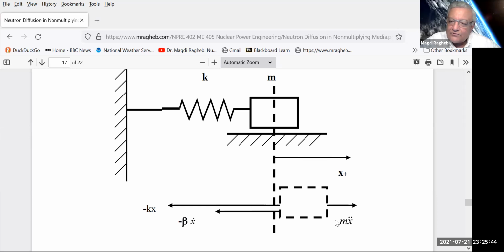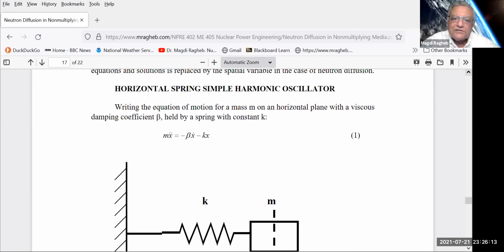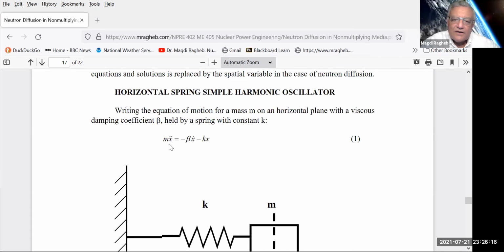And these have to be equal to m x double dot, m being the mass of that little mass here, and x double dot, of course, is the acceleration. That's Newton's law. The forces have to balance out. And when we solve the equation that describes that system, which says that m x double dot is equal to minus kx minus beta x dot, so we wrote the equation here. This is a simple differential equation. m x double dot is equal to minus beta x dot, that's a friction factor here, minus kx. K is the spring stiffness. And you have seen that equation, of course, in that simple problem.